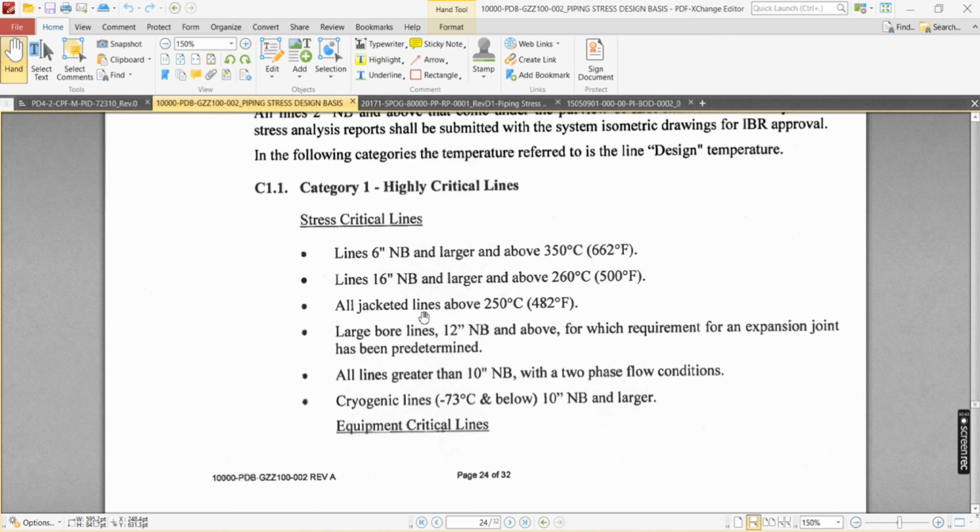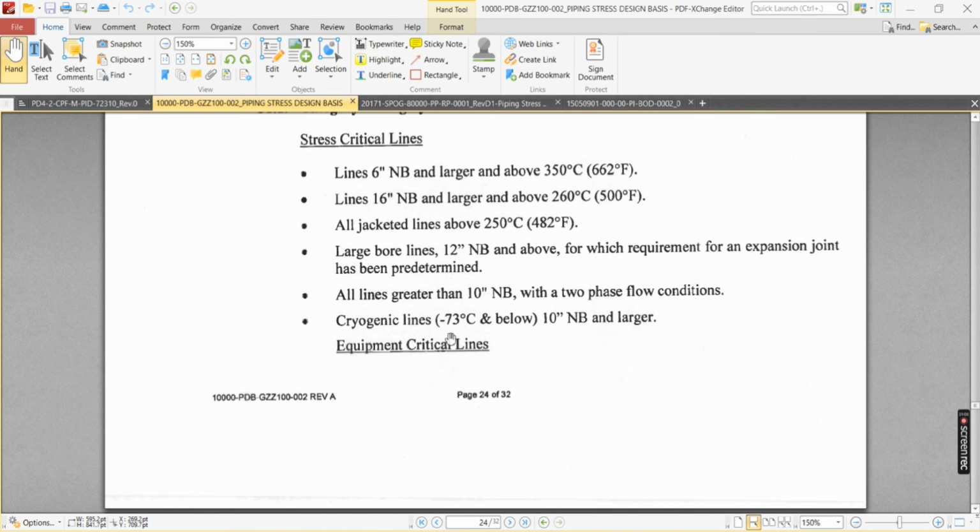And all jacketed lines, yeah. So all jacketed lines, in this project they mention as 250 C. So generally for all jacketed lines, irrespective of the temperature, we need to do analysis. Okay. And cryogenic lines, you see, minus 73 they mentioned, but generally we'll consider minus 46 C.